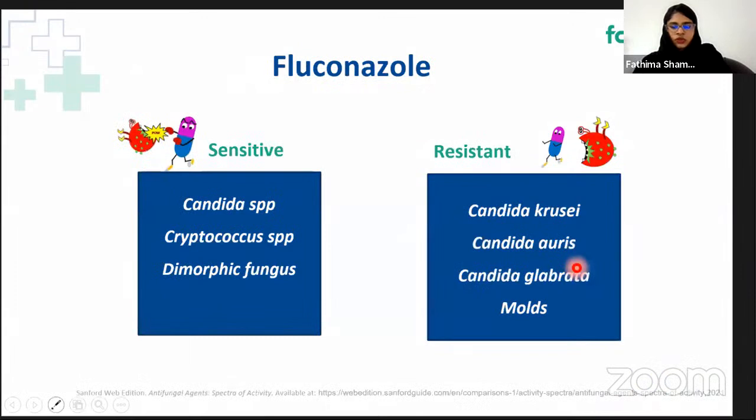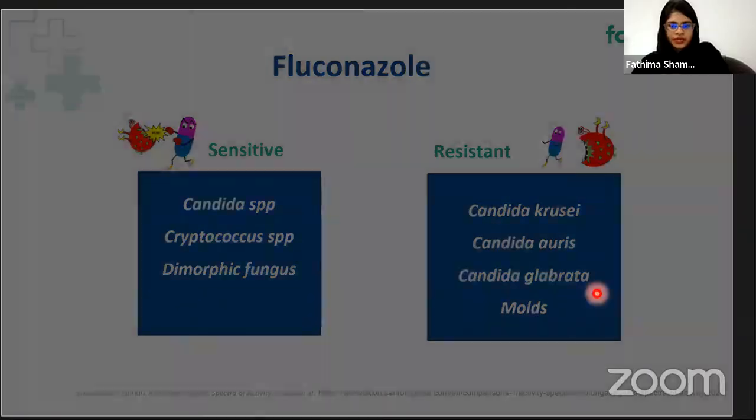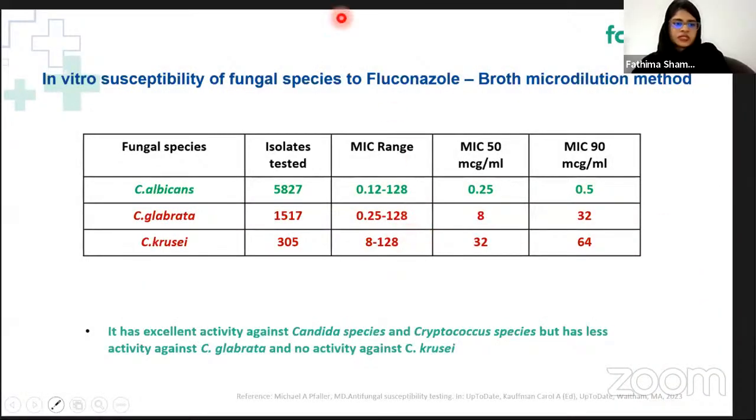Next, we are moving on to fluconazole. Here you can see fluconazole is sensitive to Candida species and Cryptococcus species, except Candida krusei, Candida auris, and Candida glabrata. It is sensitive towards dimorphic fungi, but resistant to molds. So fluconazole is not going to work for molds. Molds means Aspergillus, Mucorales, all those fungi. You can see the in vitro susceptibility for Candida species. For Candida albicans, the values are low, but for glabrata and krusei, the values are higher, which means it's not going to work for them.